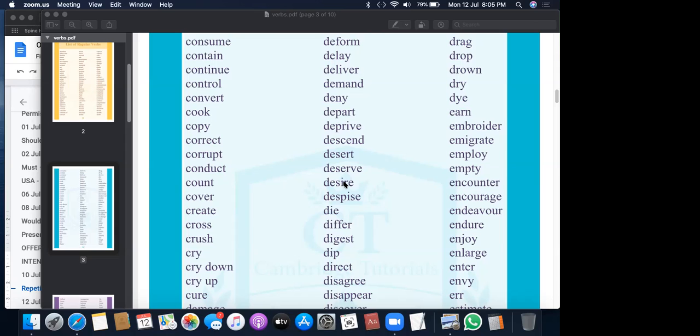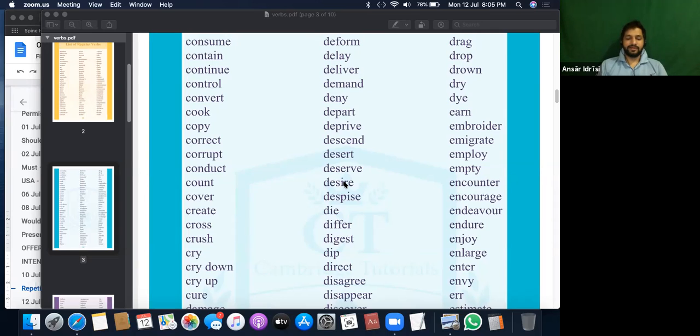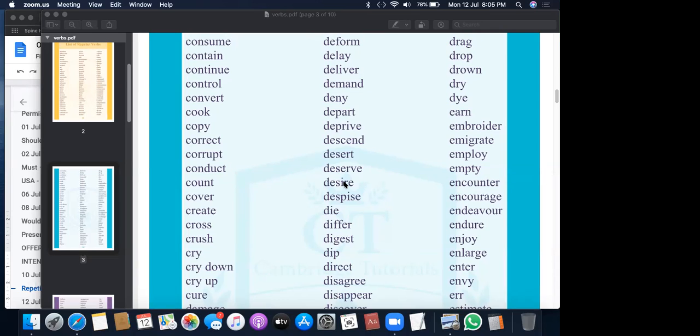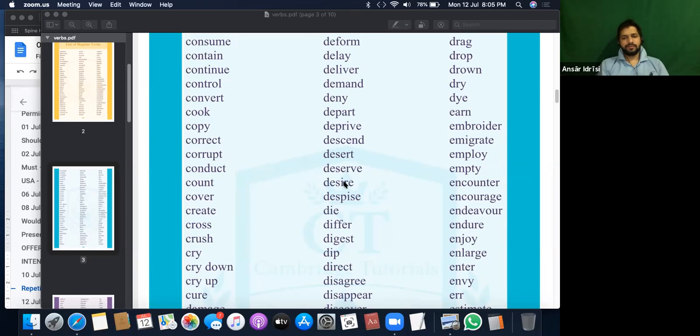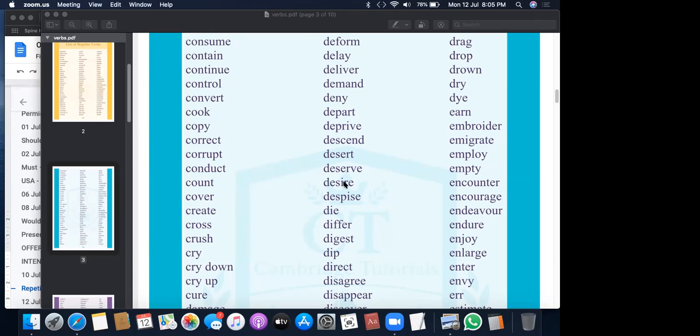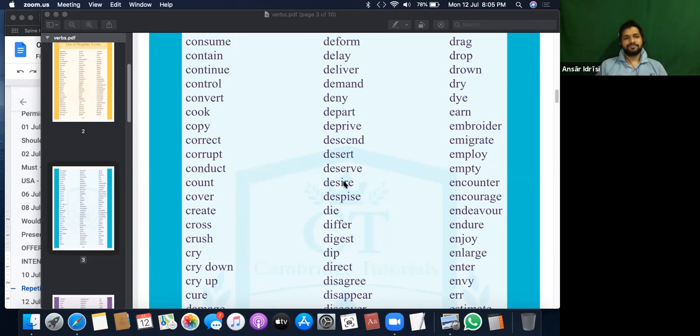The meaning of error. ERR. Error means to commit an error. It used to err. Did it used to err? It didn't used to err. Means what? It used to commit an error.